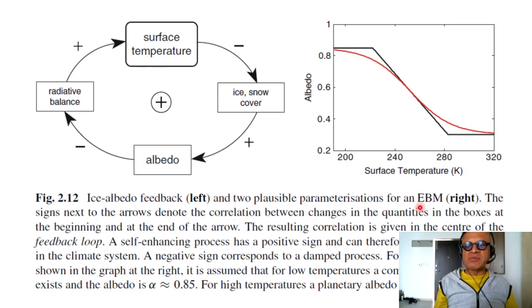So two plausible parameterizations for an energy balance model were looked at. The signs next to the arrows denote the correlations between the changes here. We already talked about it. Warmer surface temperature, reduced snow cover, reduced albedo, and so increased radiative balance basically means trapping more heat and leading to warmer temperatures. But this net is positive because of two negative signs.